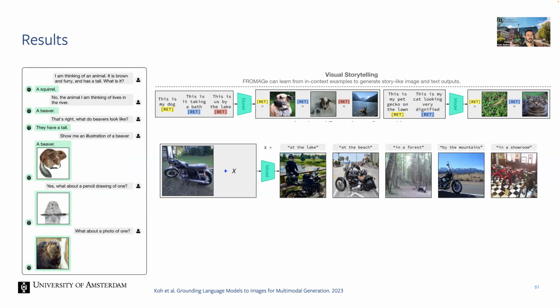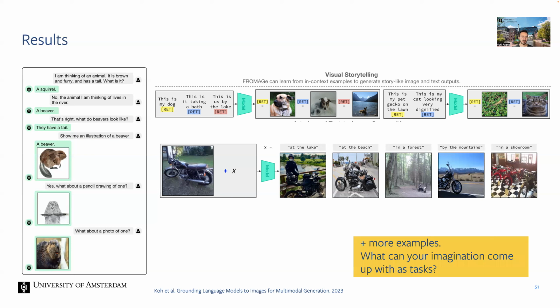You can do the same thing that we've had earlier, where you do an image plus some text concept, and a bunch of more examples. Maybe you can come up with new things that you could do here as well. Hopefully this gives you some inspiration.